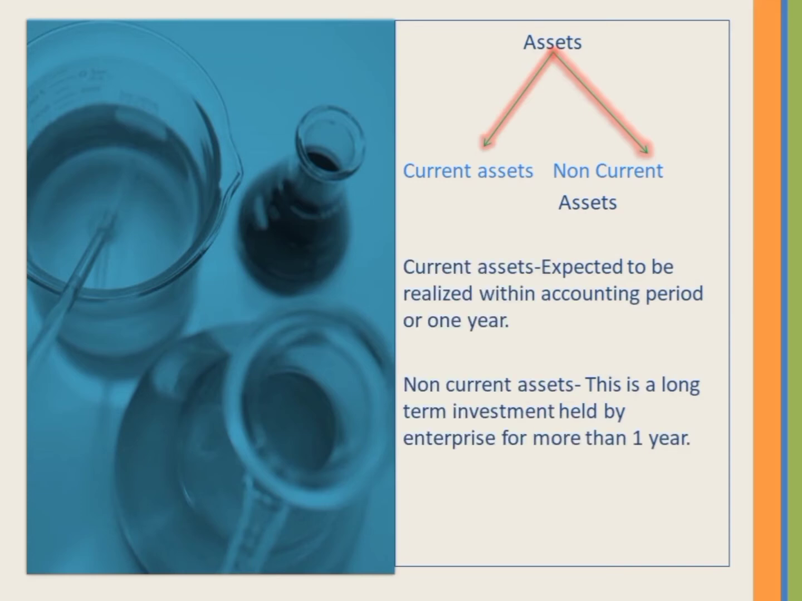let us define first the current asset. It is expected to be realized within the accounting period or 1 year. For non-current assets, this is a long-term investment held by the enterprise, usually for more than 1 year. To add for current assets, within 12 months, and the company considers those assets under current because they are held for trading.